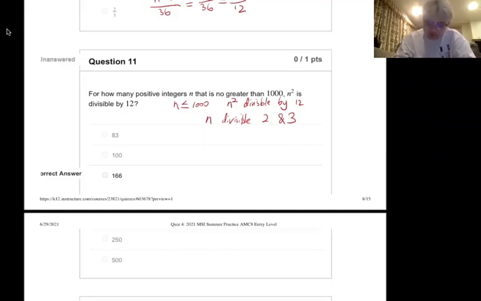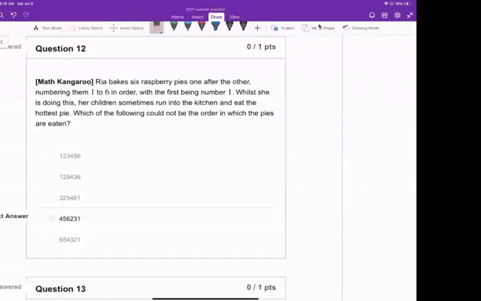So therefore we can just use a simple division. 1000 divided by 6, and we get 166. So therefore the number is 166.